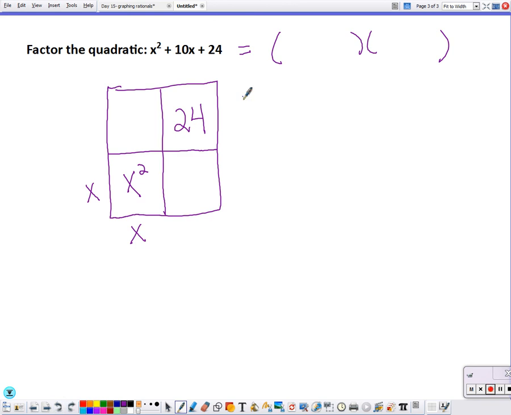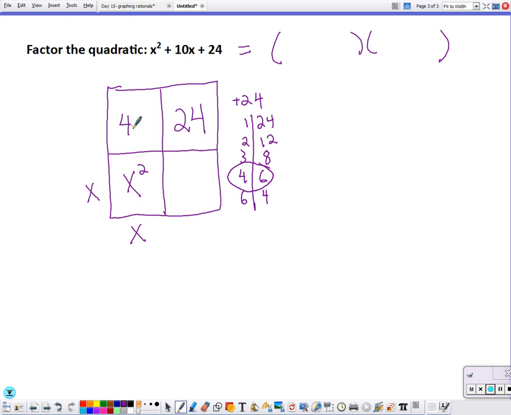So one thing I like to do is make a little factor tree. And I'll go 1, 24, 2, 12, 3, 8, 4, 6, and that's it because 5 doesn't work. And if I go to 6, I just switch it, 6, 4. Because I'm trying to multiply to a positive 24 and add to a positive 10, I don't have to worry about signs too much. And I look, and 4 and 6 add to 10.